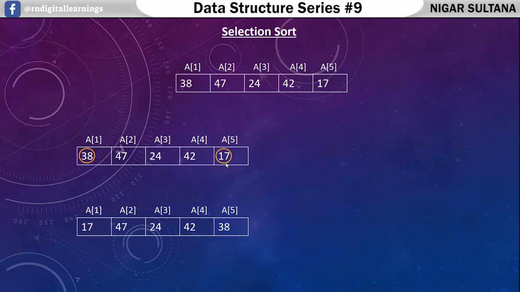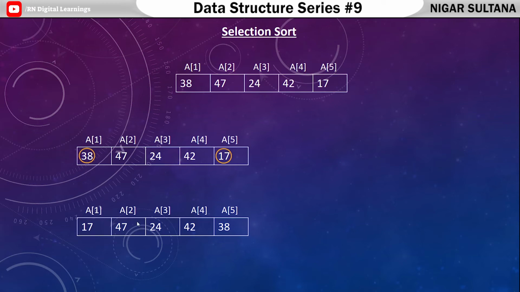In the next pass, 17 will be kept at the first position and 38 will be kept at the 17th position. Now we will consider that at pass 1, our smaller value will be kept in the exact position. That is, in this array 17 is the smaller one. Now the smallest element has been placed in the first position.